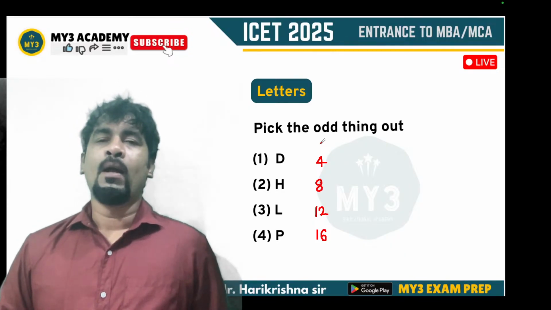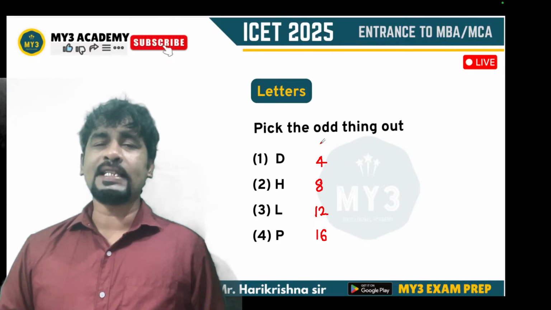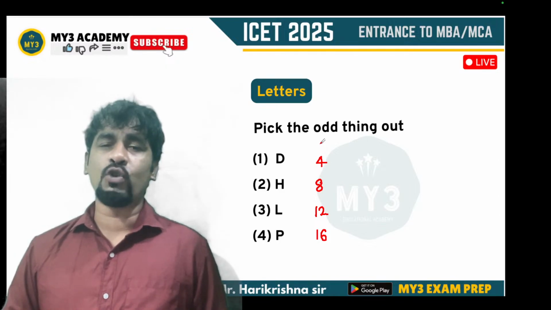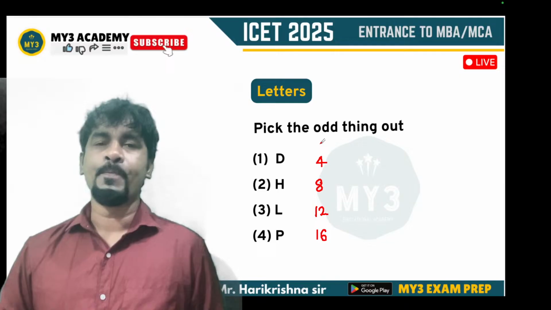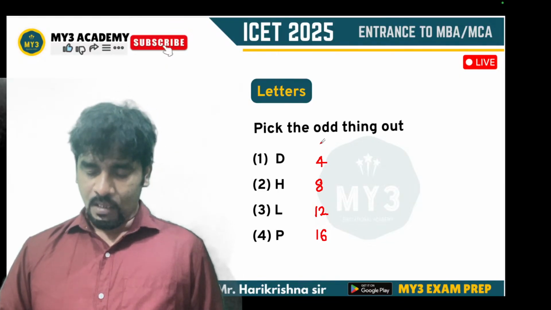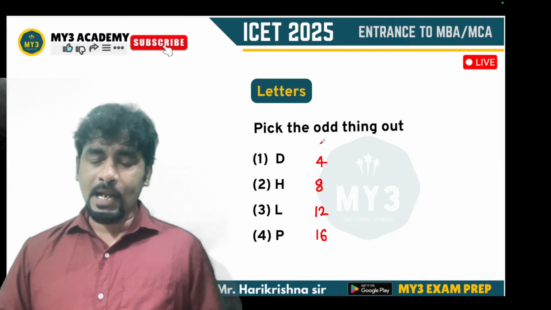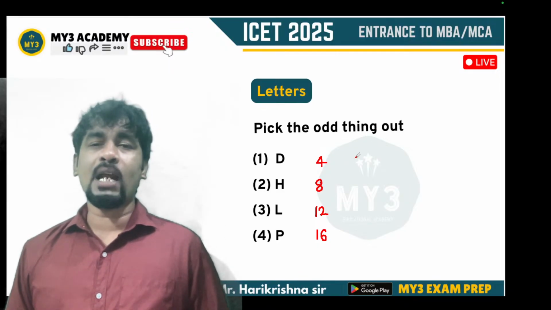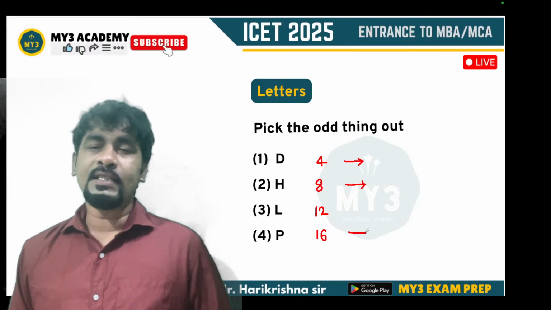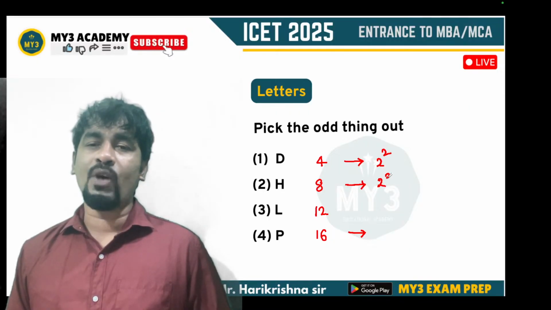All these numbers, 4, 8, 12, 16, are going to be multiples of 4. 4 ones are, 4 twos are, 4 threes are, 4 fours are. We are not able to pick the one which is different here. Then you have to look for the other possible logic. What is the other possible logic? You look at these numbers 4, 8, 16. These are the numbers which can be called powers of 2.